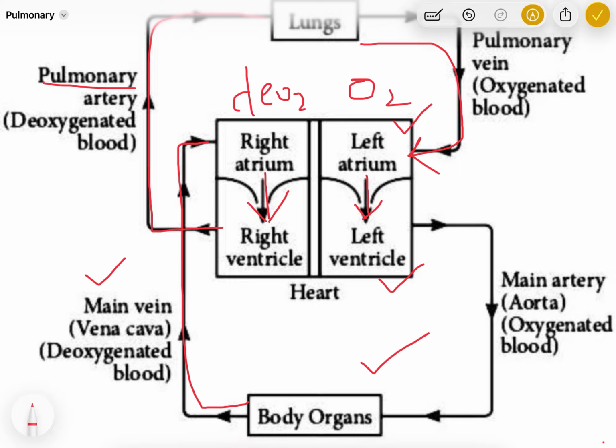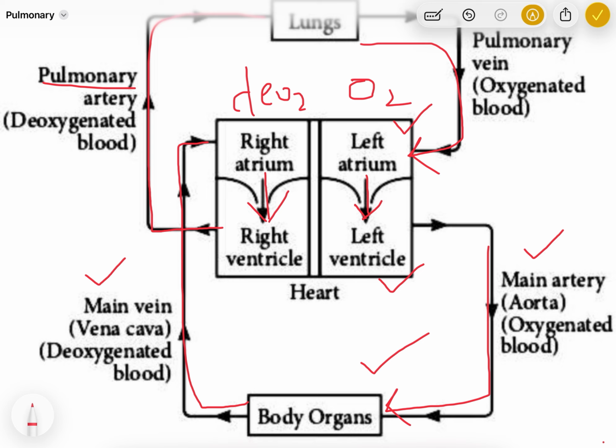Third step, from the left ventricle, the oxygenated blood is carried to the body parts. So different body parts will now receive the oxygenated blood through the main artery, or the largest artery, called the aorta. So this is the oxygenated transfer of blood.